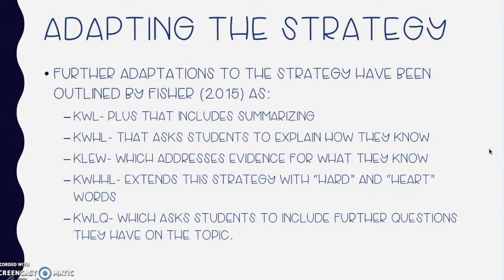So Fisher also outlined multiple adaptations that are great. So the KWL Plus, where they summarize, KWHL, where they explain how they know, KLEW, what is their evidence. This I love, just especially in South Carolina with the writing portion they have to do on state testing, providing evidence for what they're writing. I think this strategy would be a great way to reinforce that.